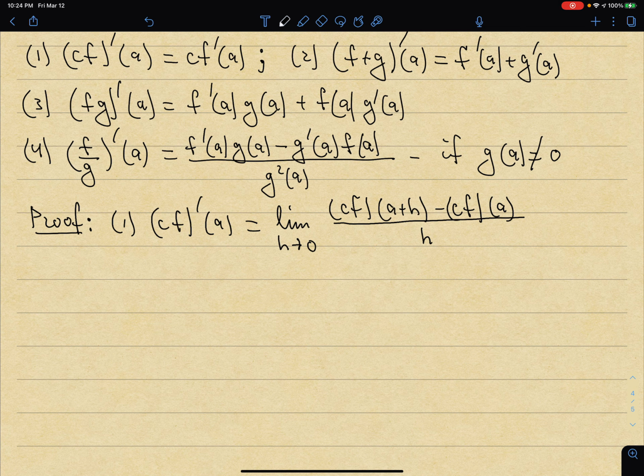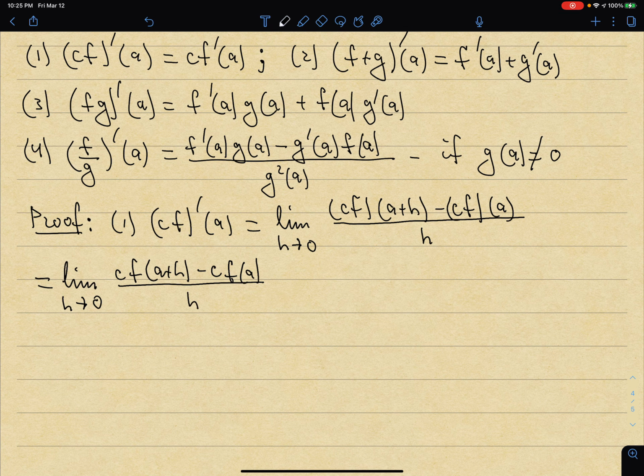All right, so what can I do with this? I can just first remember the value of the function cf at a plus h. What's the value of the function cf? It's the value of the function f multiplied by c. So this should be c times f of a plus h minus c times f of a, divided by h.